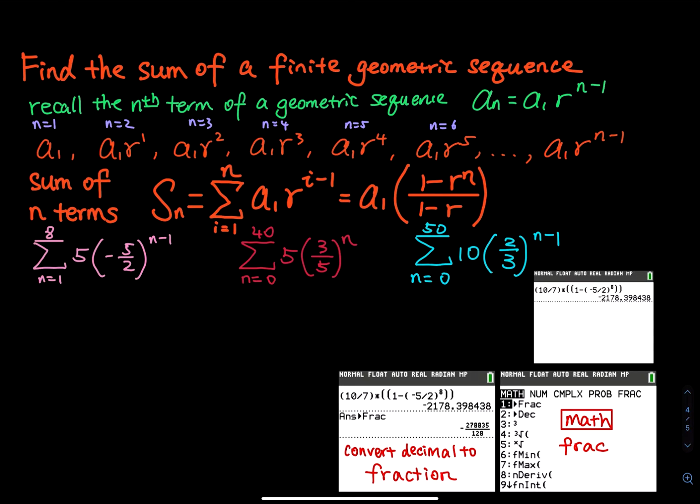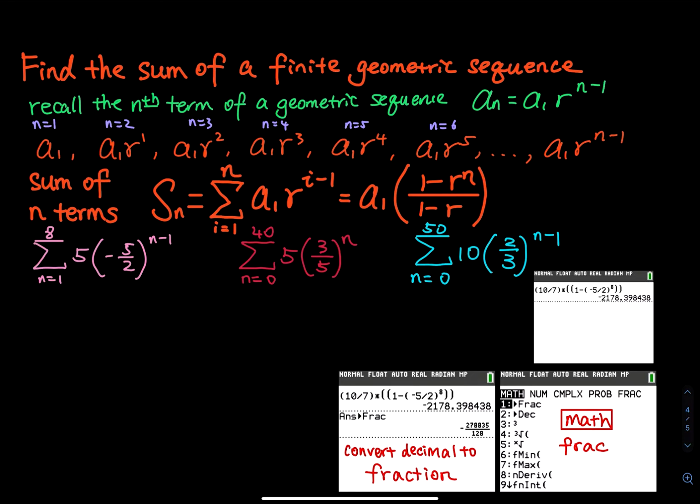Finding the sum of a finite geometric sequence. Let's start with recalling the nth term of a geometric sequence. So a_n is equal to a_1 times r, which is the common ratio, raised to the n minus 1 power. This one doesn't have to be a_1, so if this is a_5, then this is a_n minus 5. So for the nth term, when n is equal to 1, we have a_1, right?